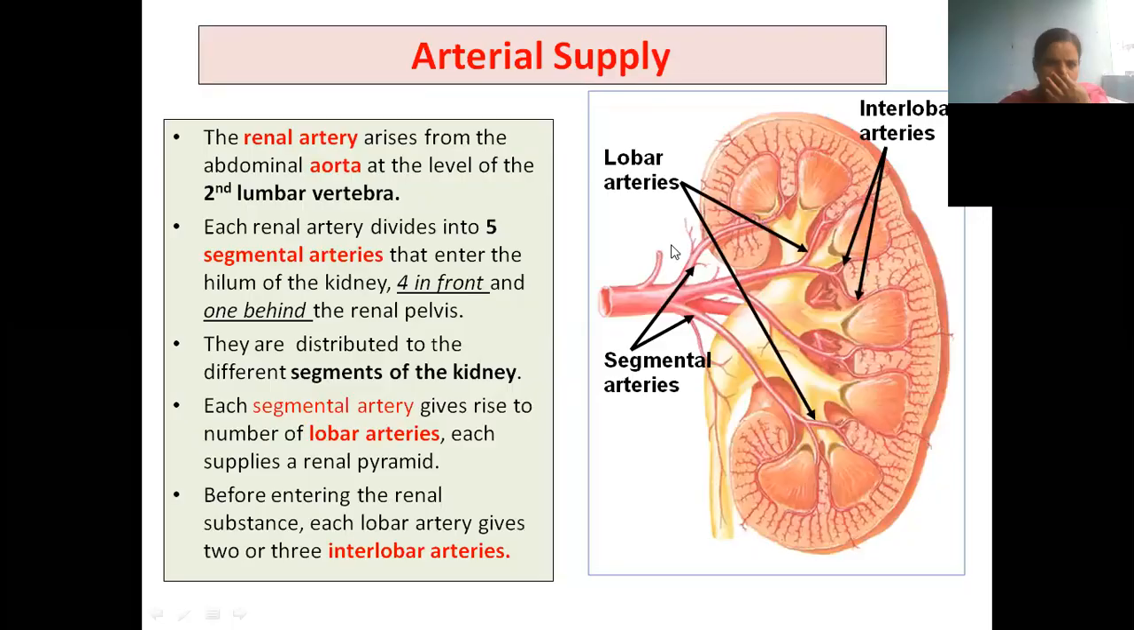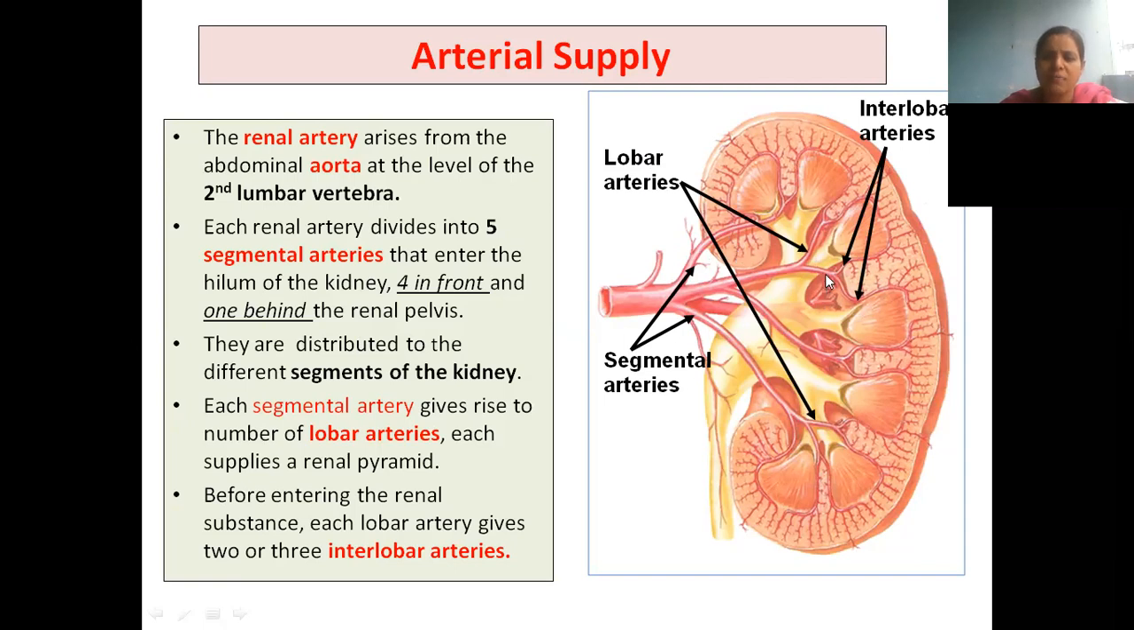Okay, basically the renal artery, we know it's a branch of the abdominal aorta. So each renal artery gives 5 segmental arteries. You can see 1, 2, 3, 4 and 5 segmental arteries are actually coming as branches from the renal arteries. So 4 will be entering, 1, 2, 3, 4, from the front, and the fifth one will be entering from behind, and in between the lobes it is moving, hence you call them lobar arteries.